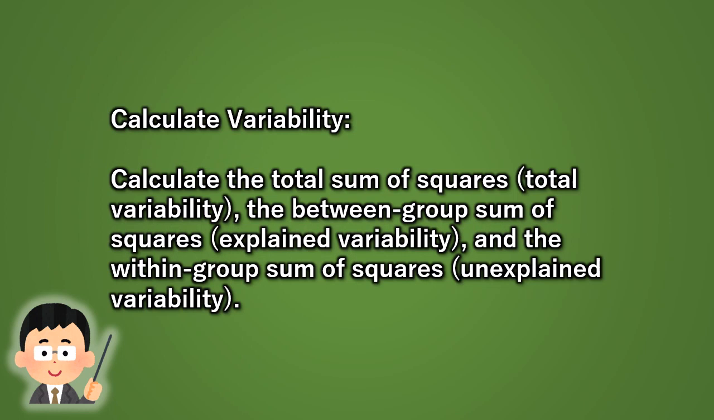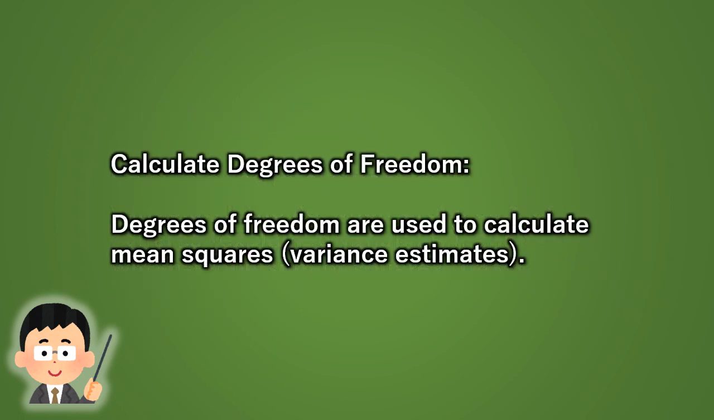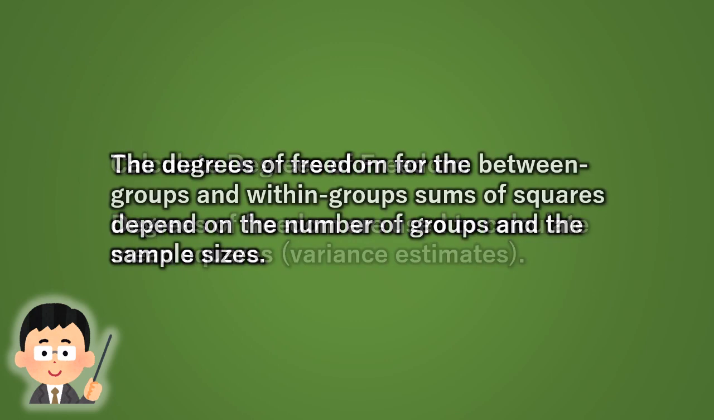Calculate variability: calculate the total sum of squares (total variability), the between-group sum of squares (explained variability), and the within-group sum of squares (unexplained variability). Calculate degrees of freedom. Degrees of freedom are used to calculate mean squares (variance estimates). The degrees of freedom for the between-groups and within-group sums of squares depend on the number of groups and the sample sizes.